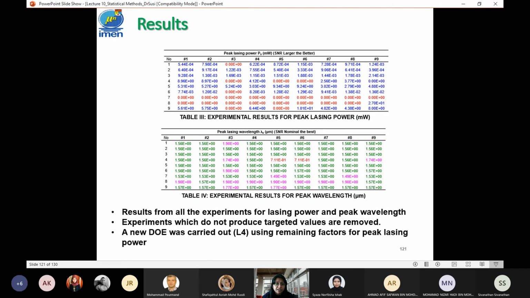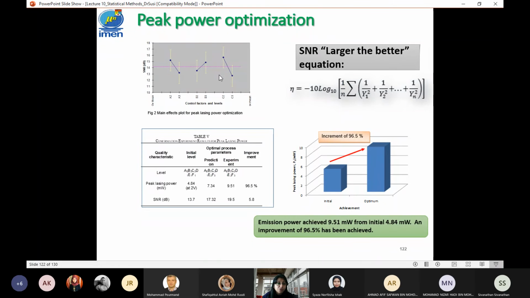So after this, the whole thing was repeated again with the L4, just using what values work. If you summarize, using larger the better for the peak lasing power, this is the initial level, this is the predicted level, and after the predicted level was run again, from initial lasing power of 4.84, it increased to 9.51, which is a 96.5% improvement. So this shows you how the Taguchi method can be used to optimize your output parameters.